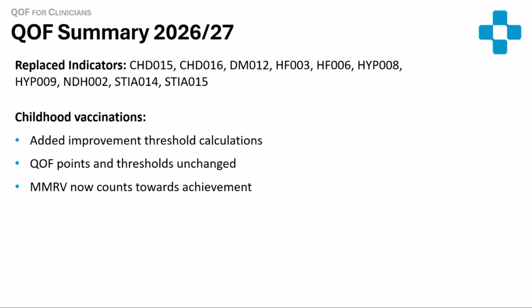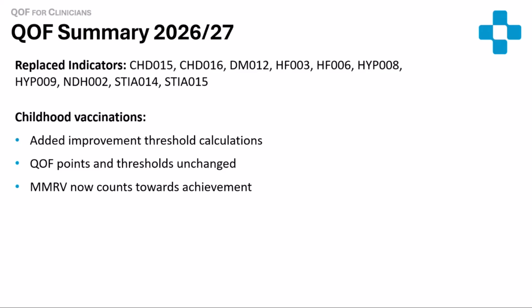Now, the last slide for the summary bits is firstly, the indicators that have been replaced. So you'll notice that all the ones listed on the screen here in the line, I won't list them all out, they are on here. So they have all been replaced with something else, which we've covered in the previous 2 slides.